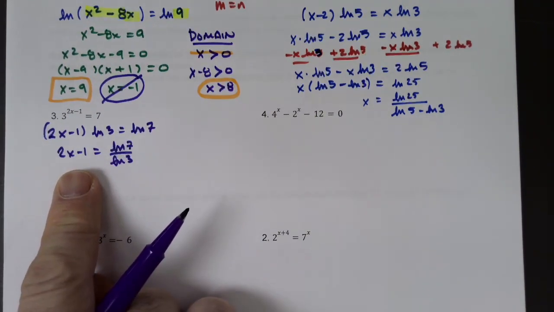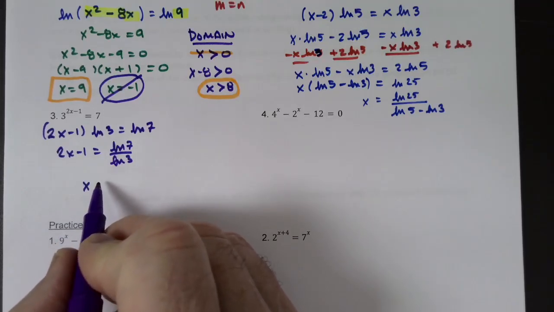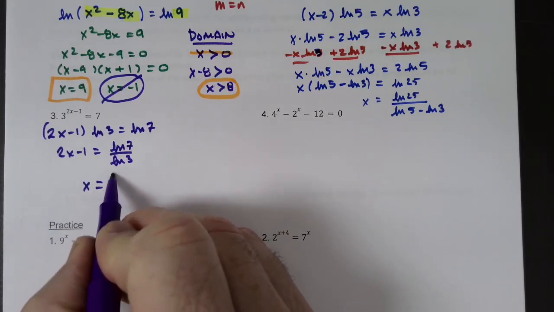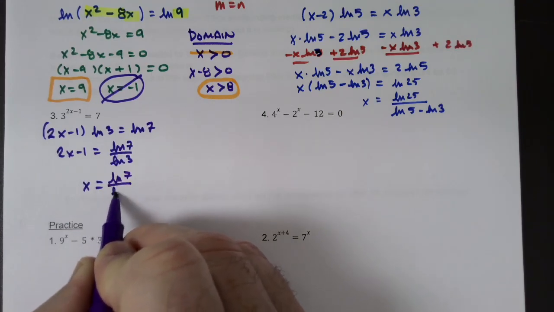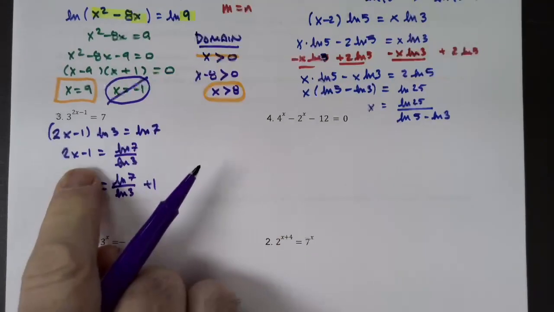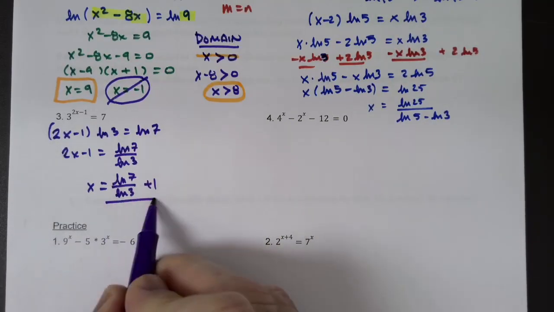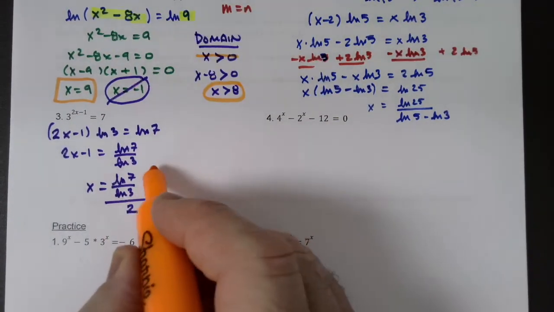Two steps left in our algebra from here. Add 1 to both sides and then divide by 2. And we get something as crazy as this. The natural log of 7 divided by the natural log of 3. Remember, we added 1 to get rid of the 1. And then we're going to take this whole thing and divide that by 2. Whatever that is, that's our final answer.